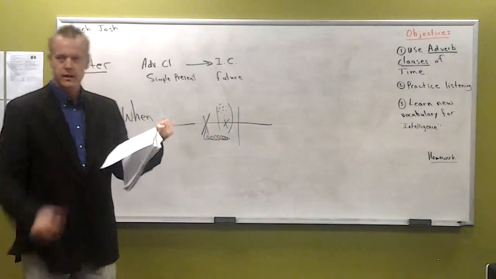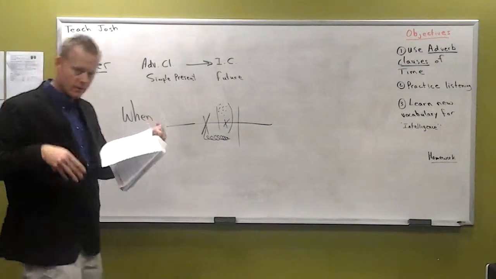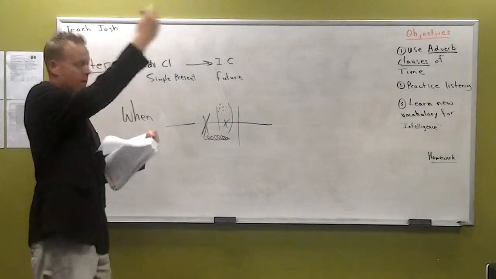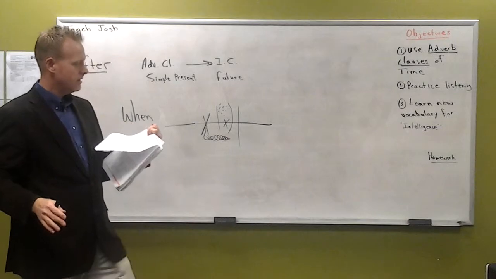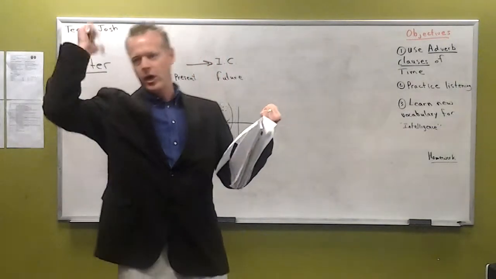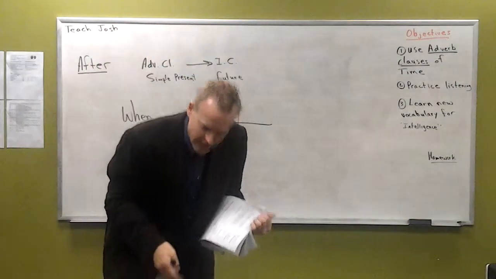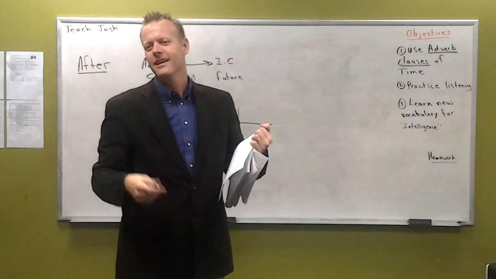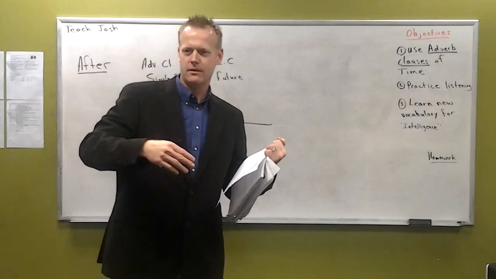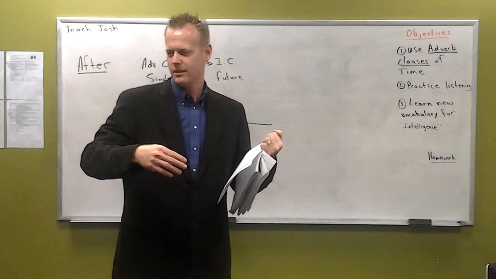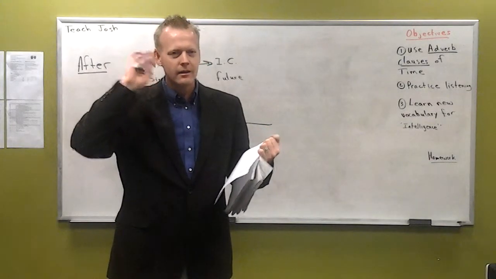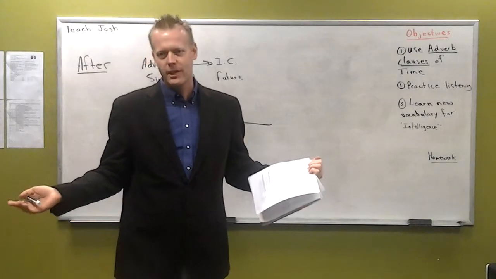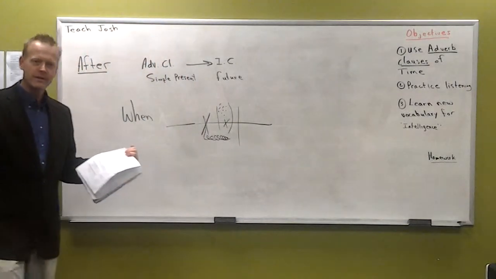So one event, it could be in the past, it could be right now, or it could be future, will be completed before another event started in the past, or starts right now, or will start. See, what is that? One event completed and finished before another event starts. What tense is that? It's the perfect. That's why it requires you to use the perfect.